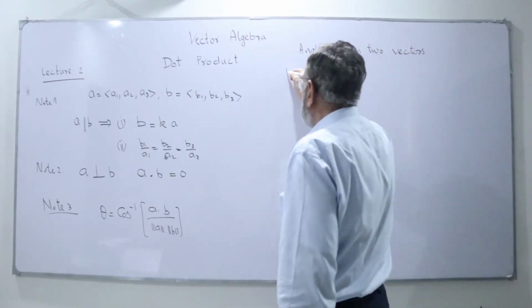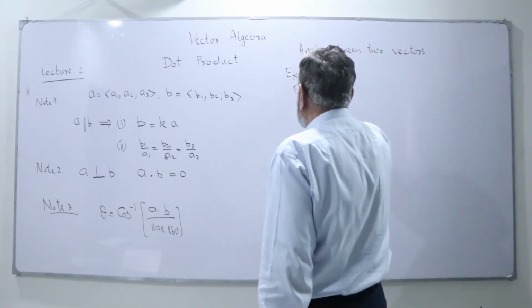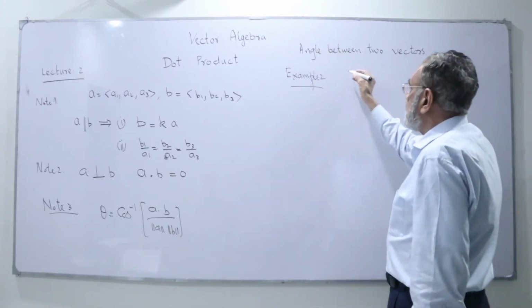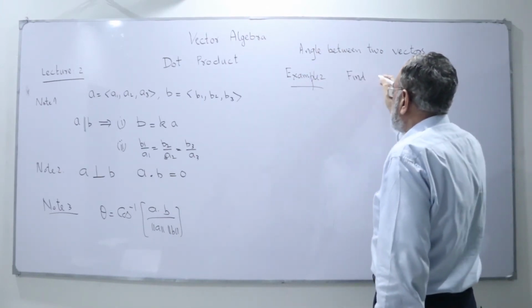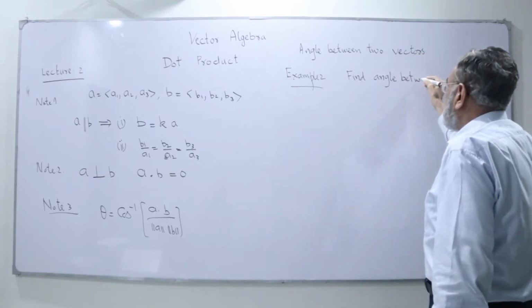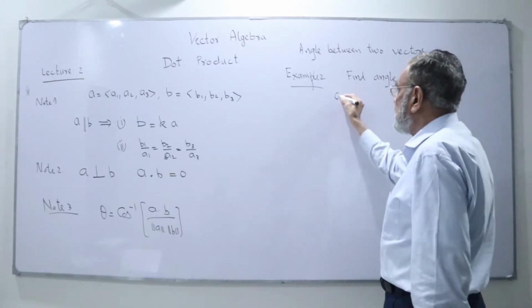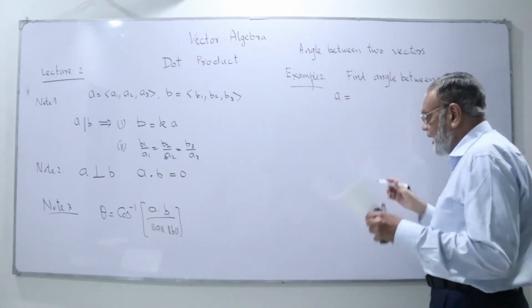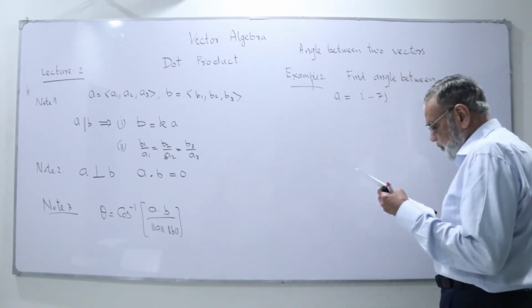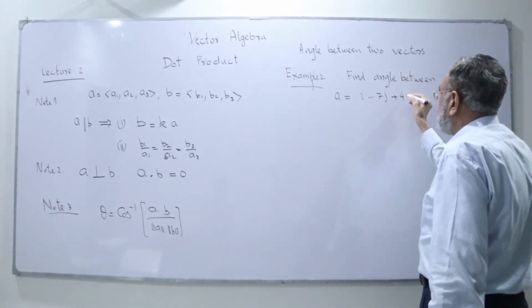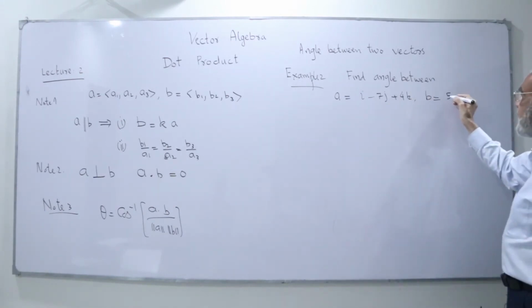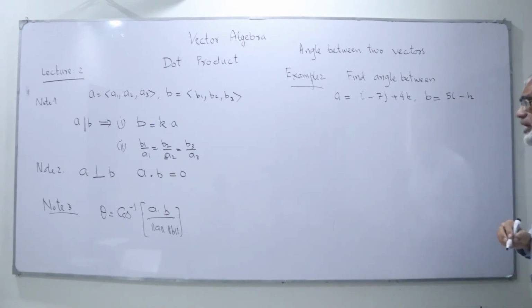This is my example 2. The example given to us is to find the angle between vector A and vector B. Vector A is given in components as i minus 7j plus 4k, and my vector B is equal to 5i minus k. Here the component of j will be equal to 0.